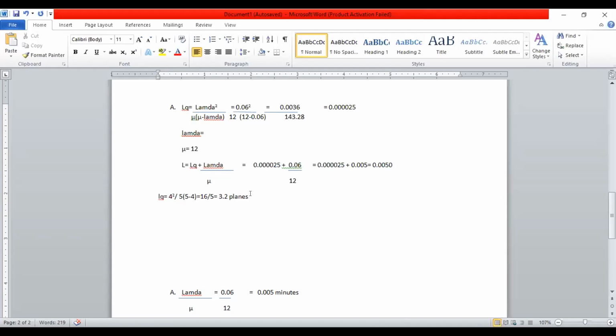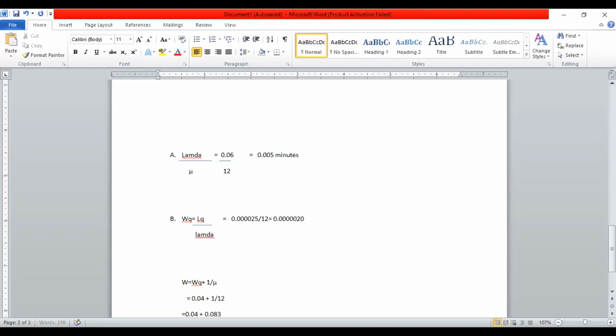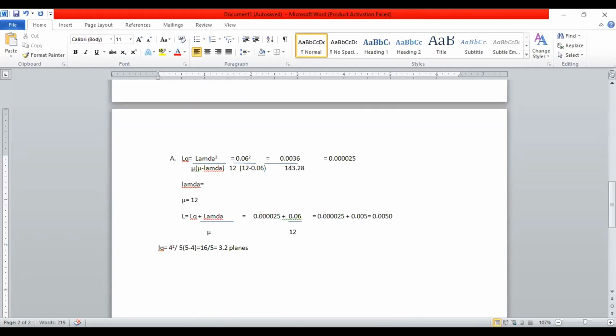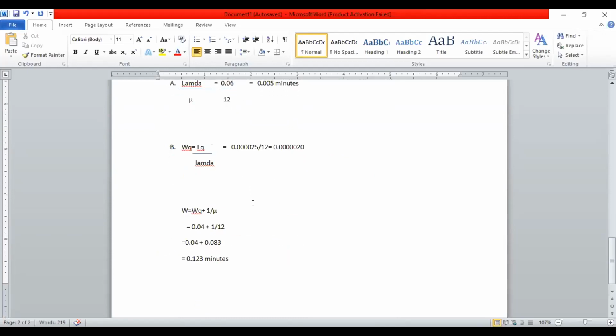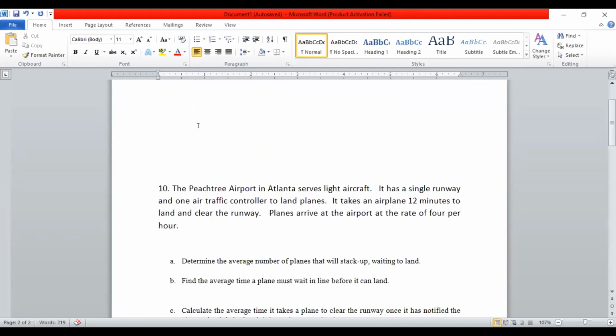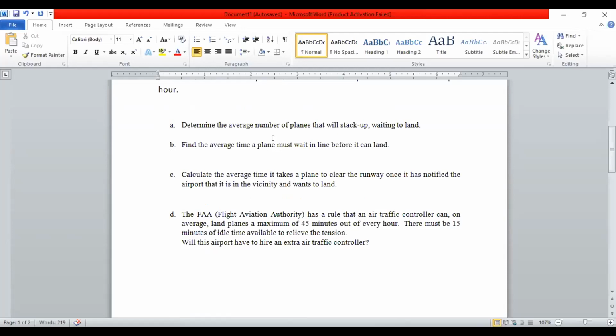The second question. B. What did the second question ask you for? Find the average time a plane must wait in line before it can land. All right, so that's WQ.